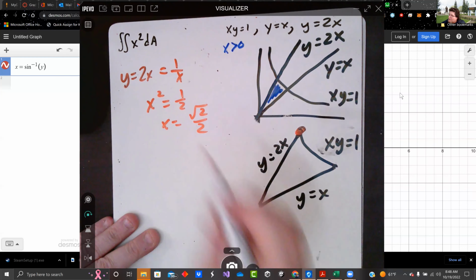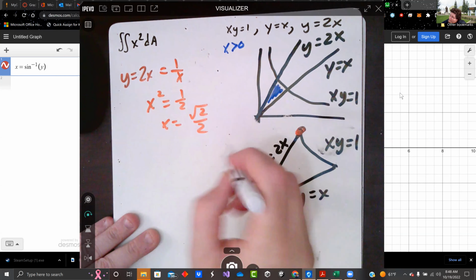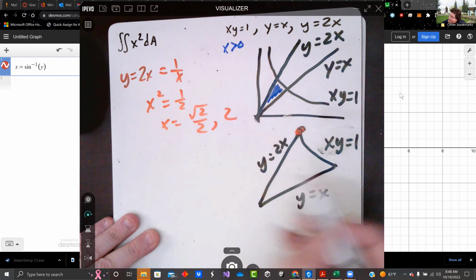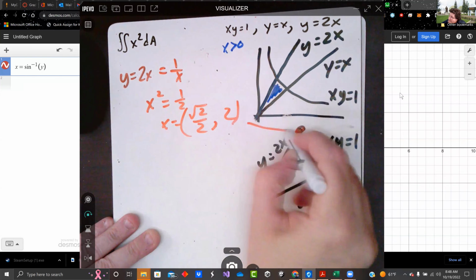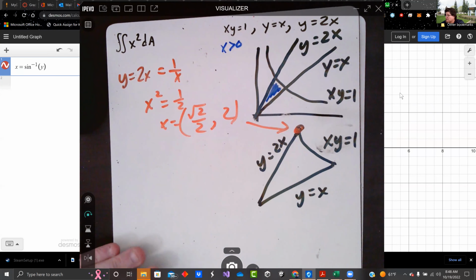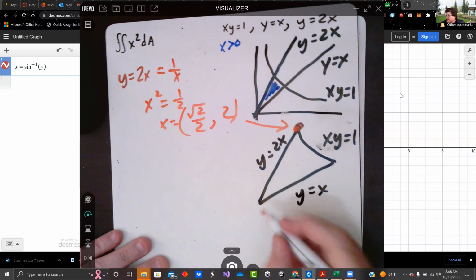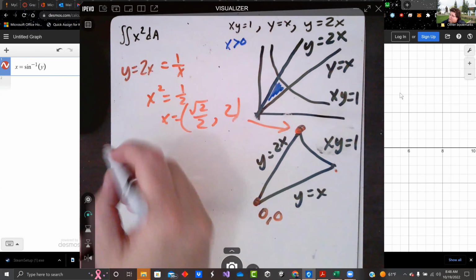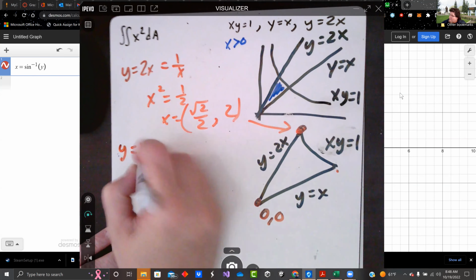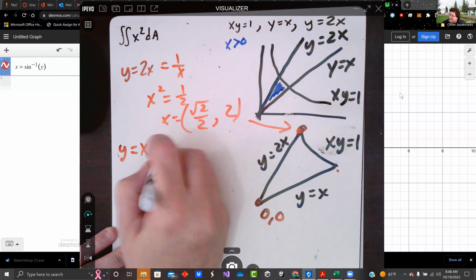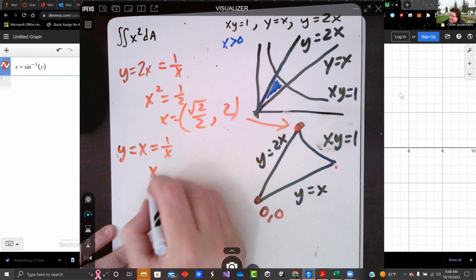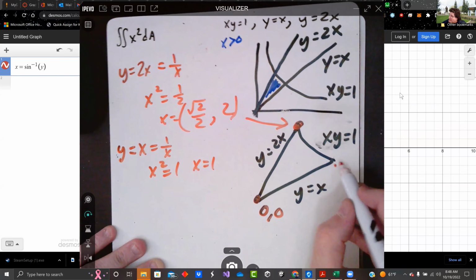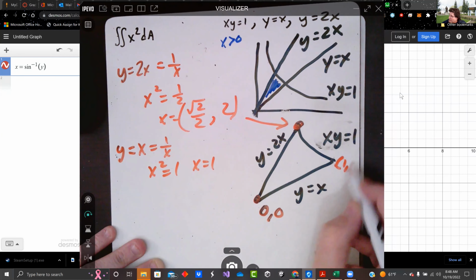Which means, when we plug in root 2 over 2, we get root 2 for y at the second point. So that's that point right there. We know this one, that's the origin. This one right here, we have to do the same thing. y equals x hits the 1 over x line. But this one's a little easier. We get x squared equals 1, so x equals 1. And since y equals x, that's the point (1, 1).